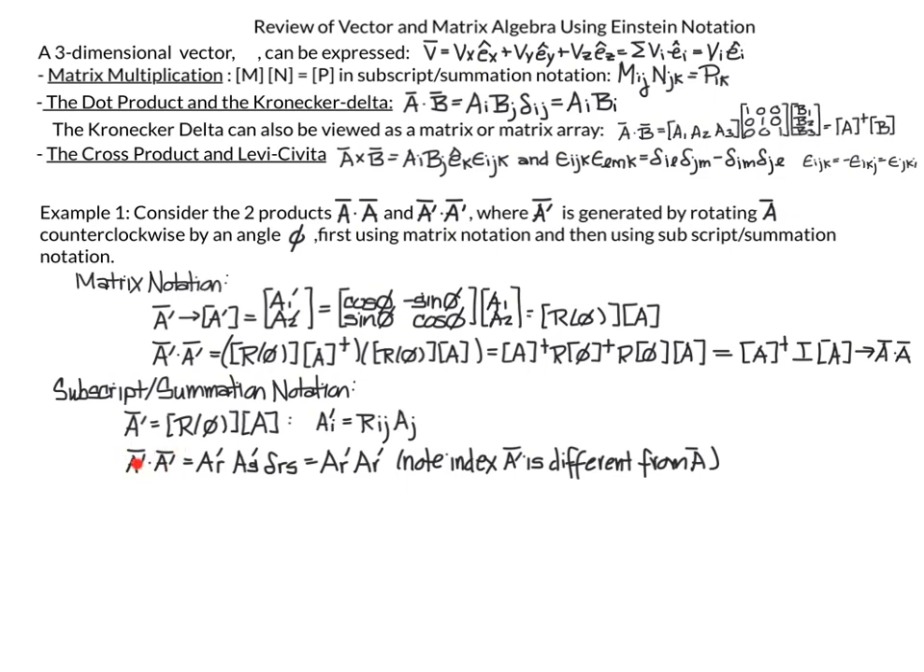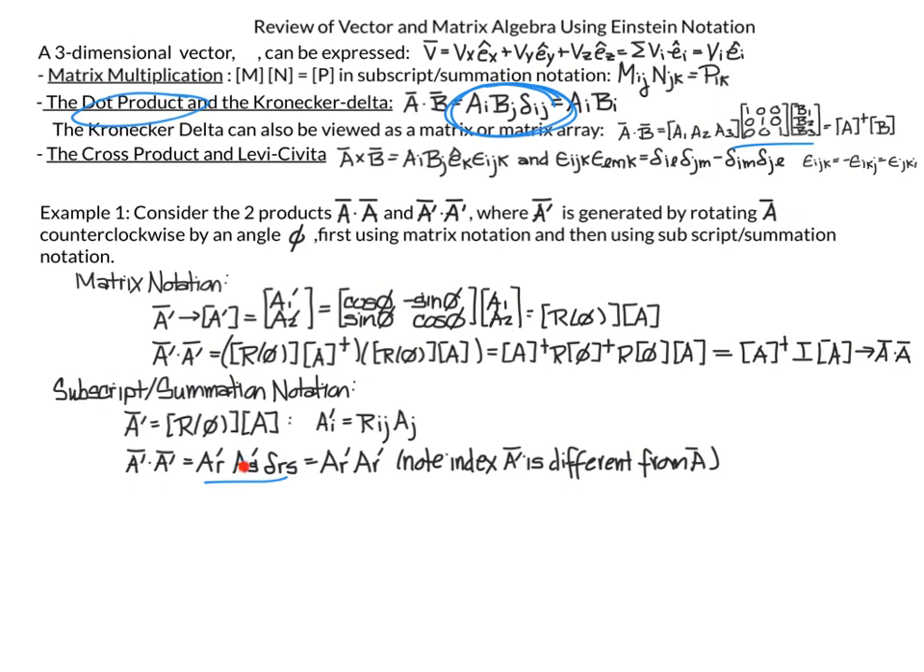Now to get my A prime dot A prime in summation notation, I'm going to look at my dot product summation notation. Here's my dot product. I'm going to use this summation notation here because I'm not doing the matrix multiplication. So that's going to be equal to my A prime sub r, my A prime sub s, delta rs. So compare what I've written here to what I've circled here.